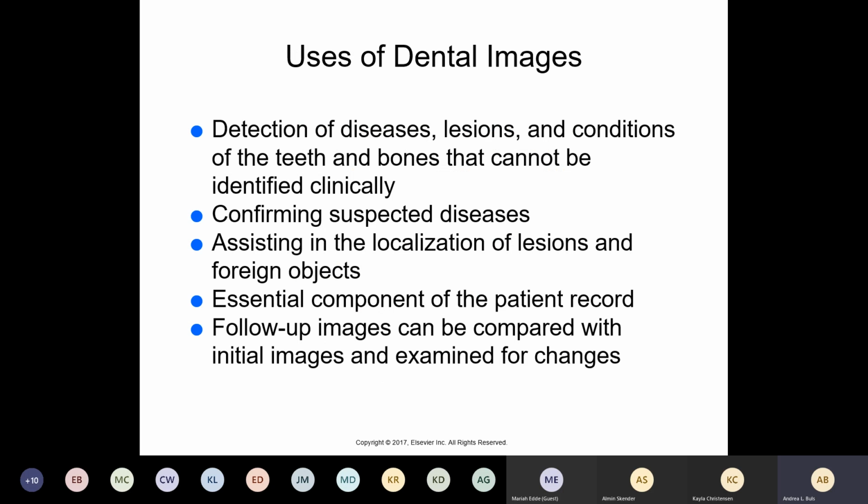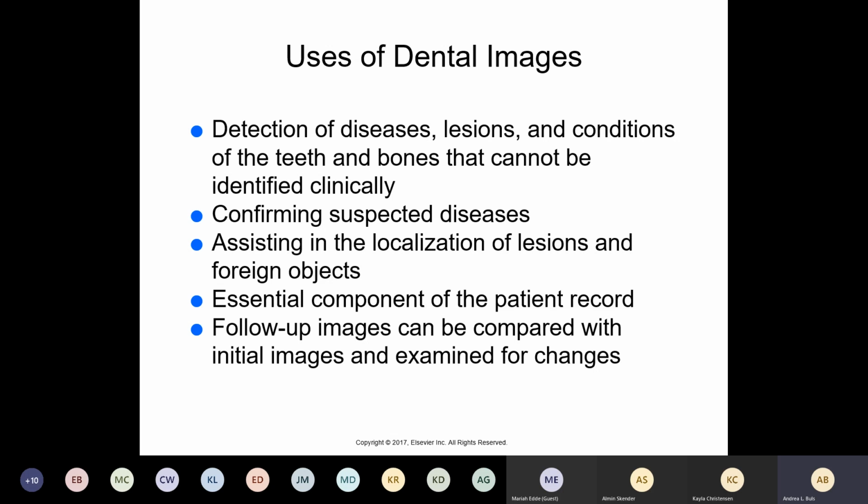We can detect diseases, lesions, and conditions of the teeth and bone that we can't identify clinically. A lot of that stuff is only seen within the bone on an x-ray. We can confirm decay or any suspected diseases. If someone has something lodged, for instance, God forbid, you're working and your instrument breaks off down in the gum, the tip of the instrument, we would take an x-ray to locate that before we go digging for that. People have broken things off in the floor of their mouth, and we can use an x-ray, and we're going to learn the different localization techniques that we can use with x-ray.